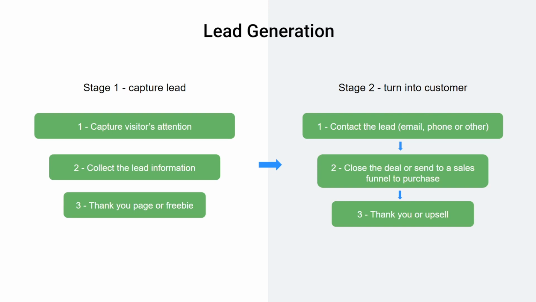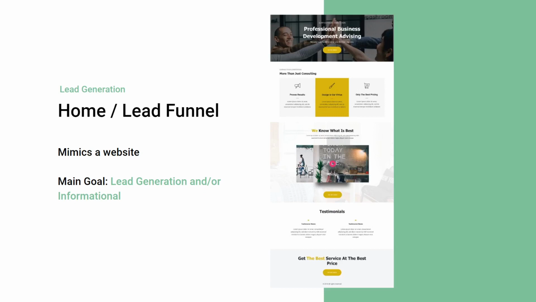So that's the basic flow of lead generation, how to generate the leads for your business, getting more people to your business in general. We have different types of lead generation funnels, and this is one of those. I like to call it Home. The idea here is that it mimics a website. You can even have a header on top and make it something of a one-page website. Basically you have all the most necessary information on that page.